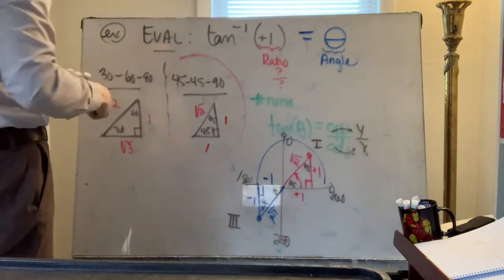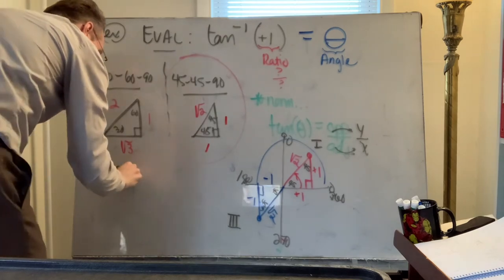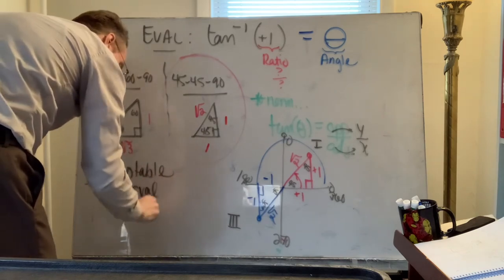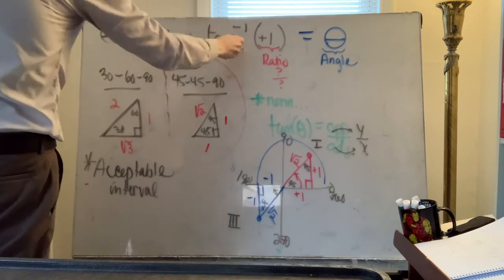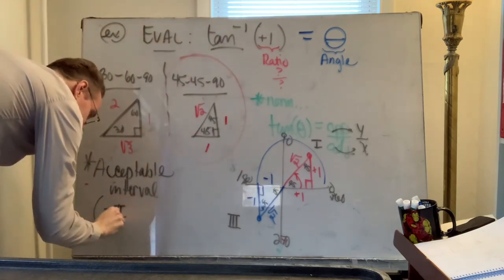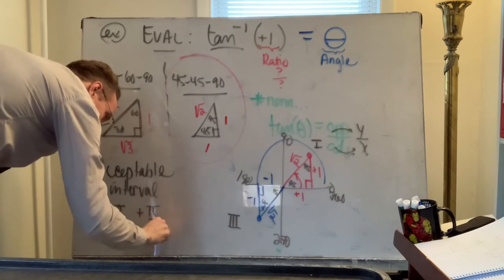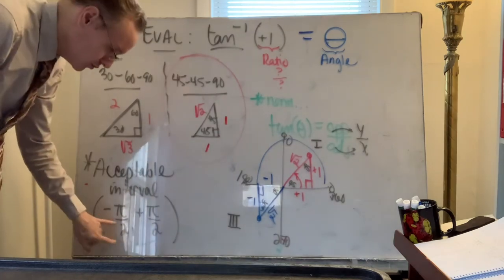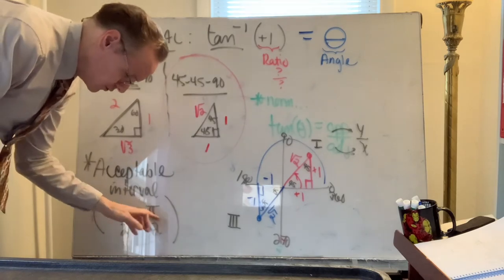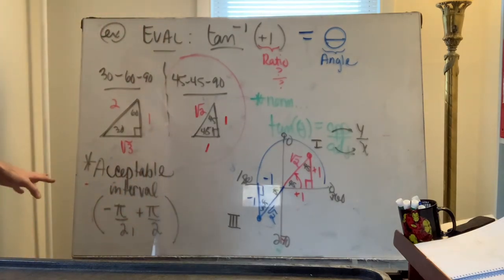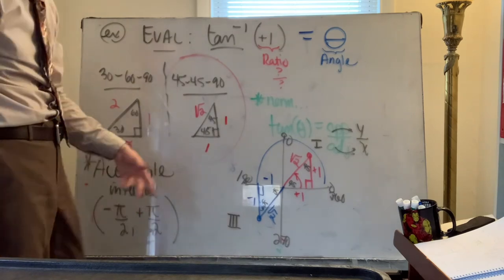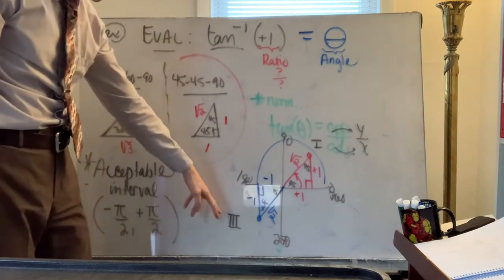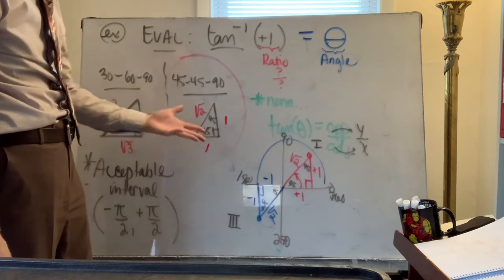What is the acceptable interval, though? The acceptable interval for tangent is between negative 90 and positive 90. We don't include those, and that's why the parentheses is here rather than brackets, because those are the asymptotes. So, judging the red triangle and the blue triangle by where they're located, quadrant 1 and quadrant 3, and comparing that to the acceptable interval, we could rule out the blue one.